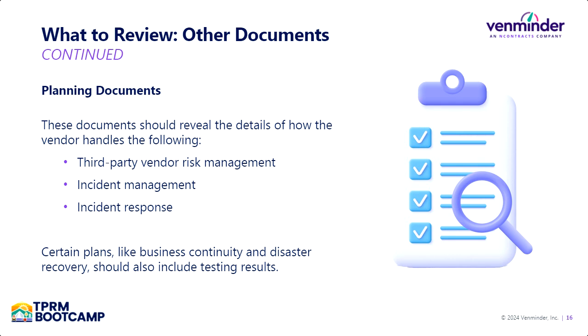Here are some planning documents you can ask for. Oftentimes, these types of things, business continuity and disaster recovery plans, should include testing results as well. And you really want to make sure, regardless of what document you're asking for and you're looking at, that you know what you're reading. You want to make sure that you're understanding the content so that you can not only make sure that it's checking all the boxes, but that you can identify gaps if there are any. So making sure you understand what you're asking for and reading is really critical when we're talking about document collection and review.